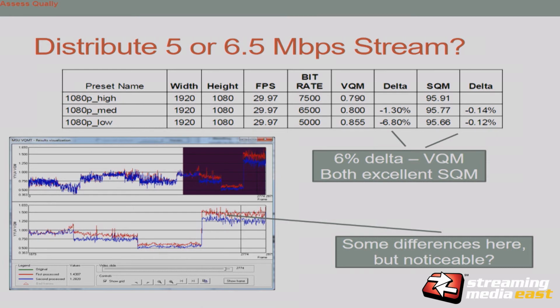You don't really care about the 300 kilobits per second stream, because that's really not a lot of bandwidth to spend. But up here is where you really get your significant cost savings.